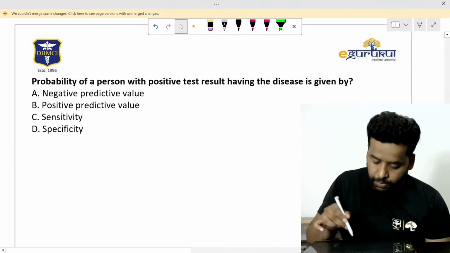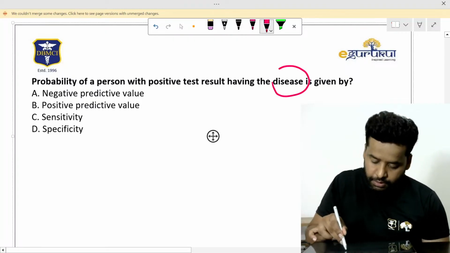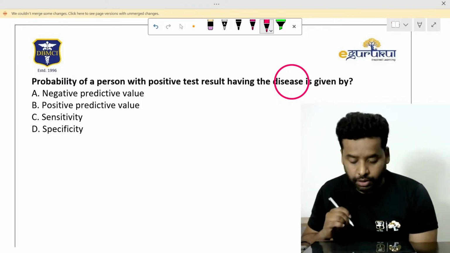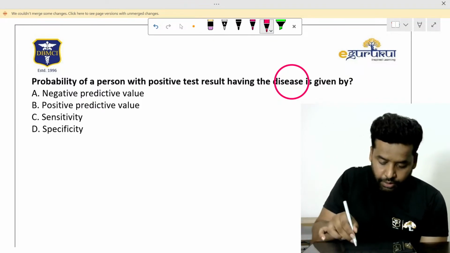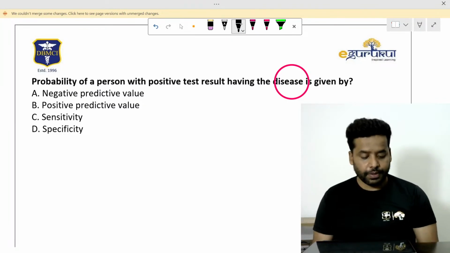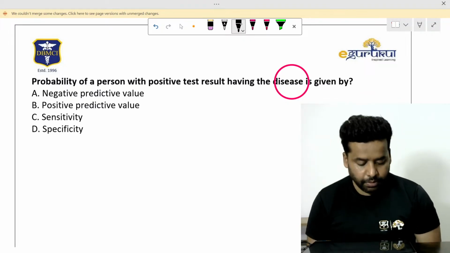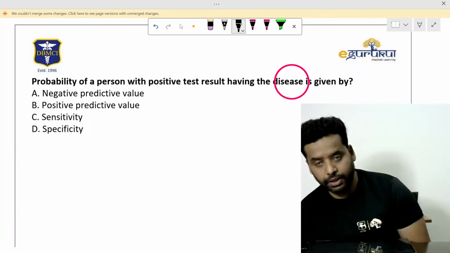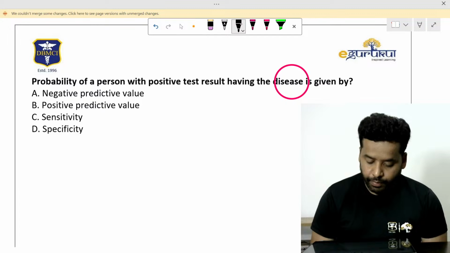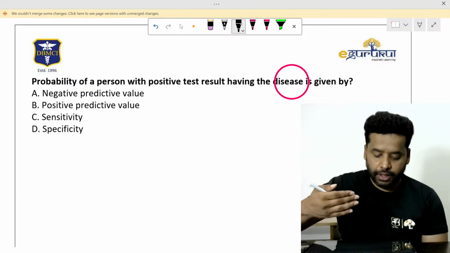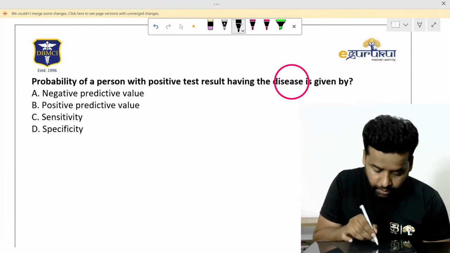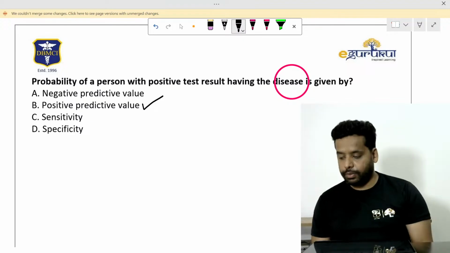Probability of a person with positive test having disease. See the words properly. The test results are positive, and you are predicting the chance of having disease. So it is a prediction. What type of prediction are you making, positive or negative? What is the answer? Positive predictive value.